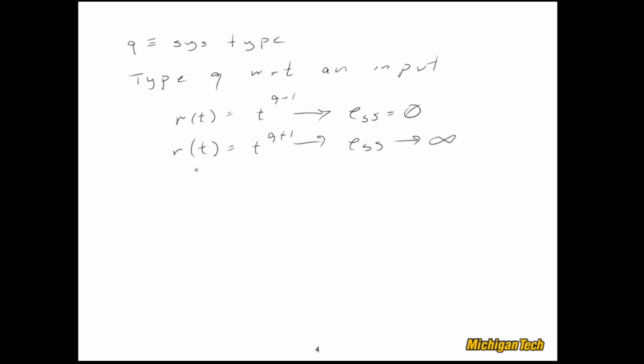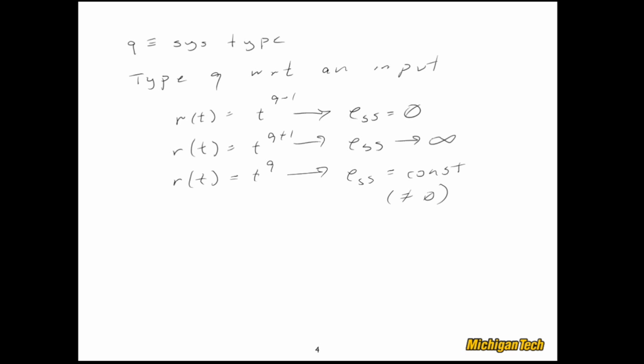And then of course, since our system type was defined as t^q, it means that e steady state is a constant. And a special constant, that is, it's not equal to 0.